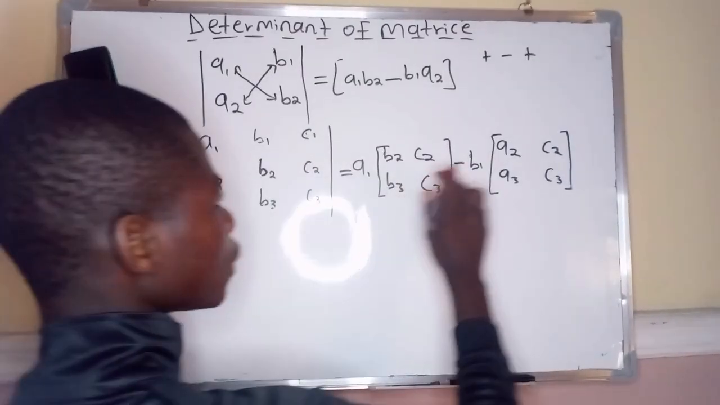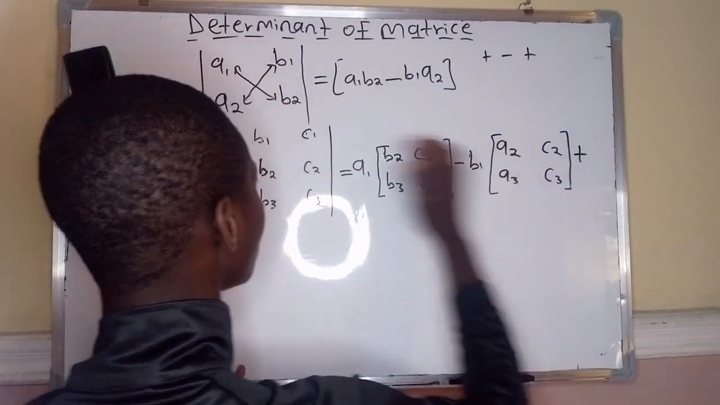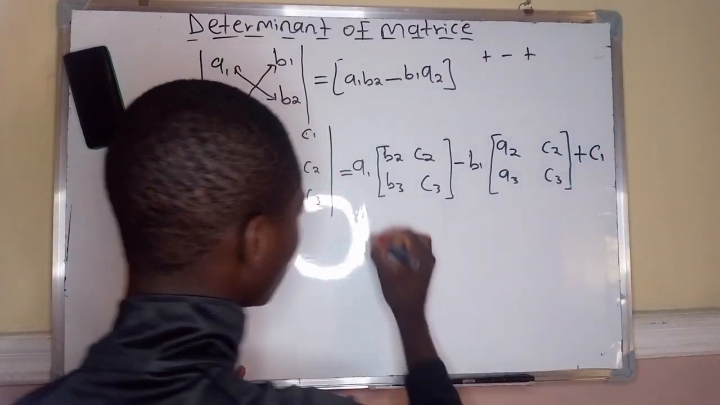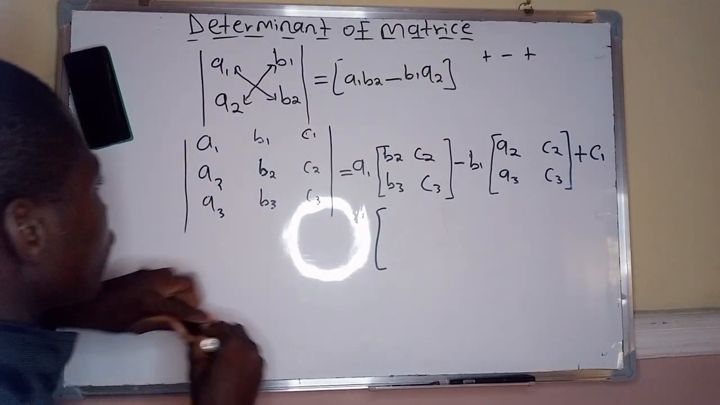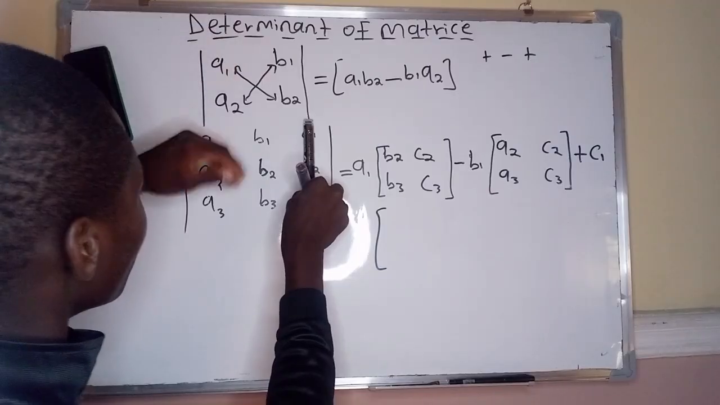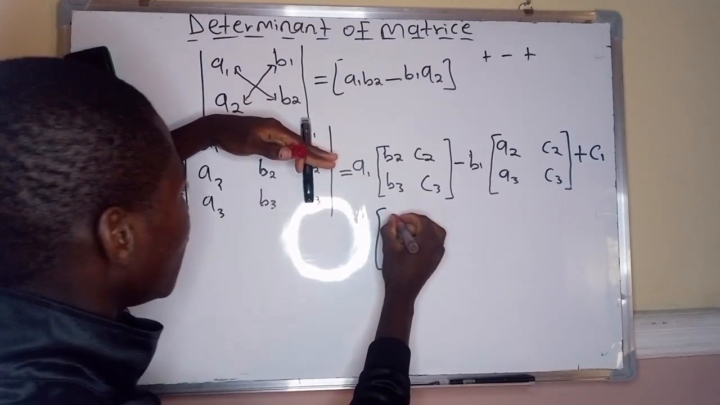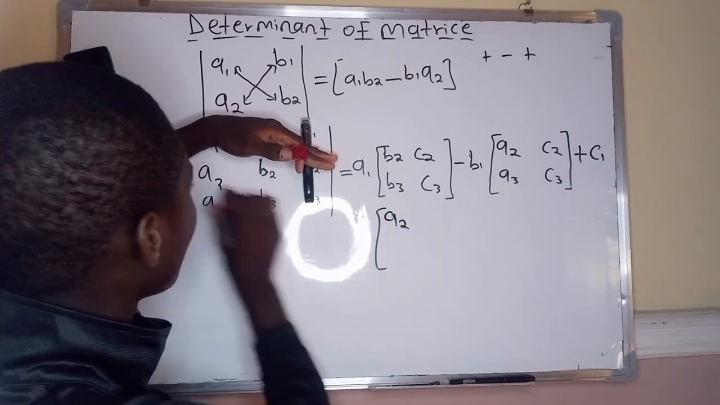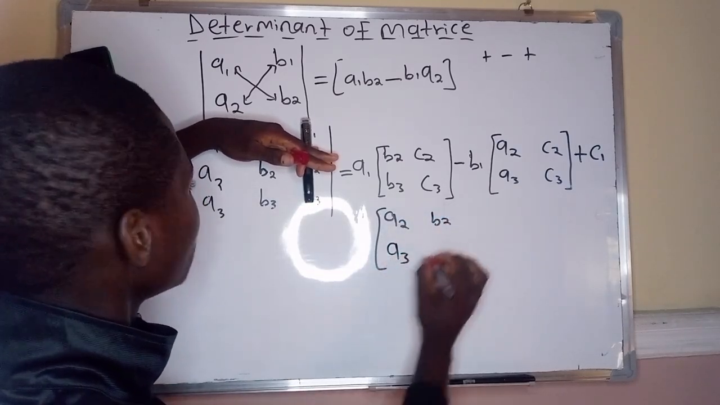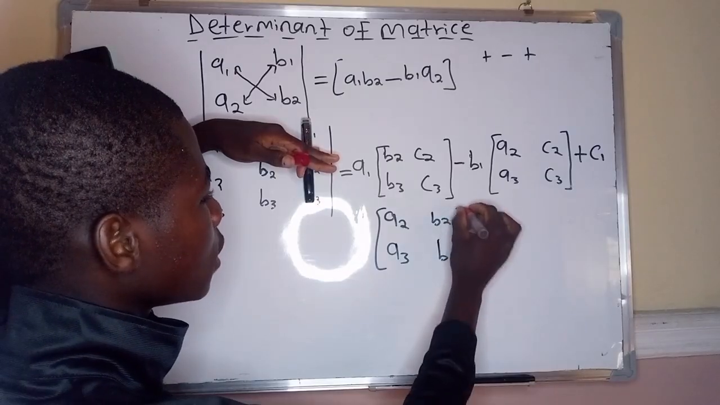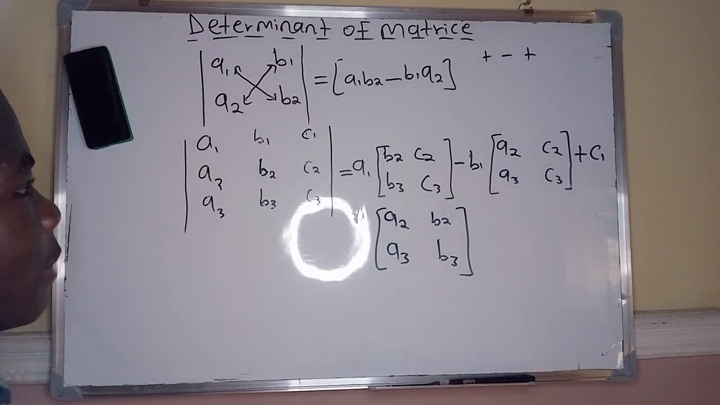Then for the value of C1, we have positive sign, negative sign, and positive sign, and then we are dealing with C1. So how can we find it for C1? We have to delete this row and this column. So we are left with A2, B2, A3, B3. So this is the determinant of the 3 by 3 matrix.